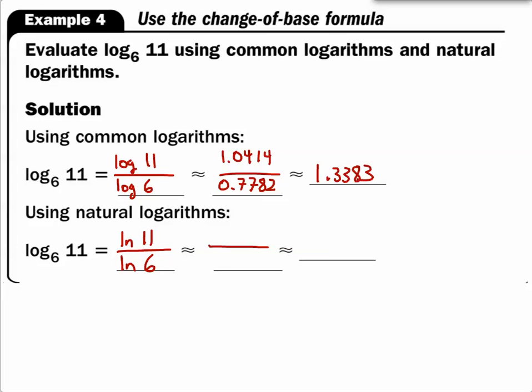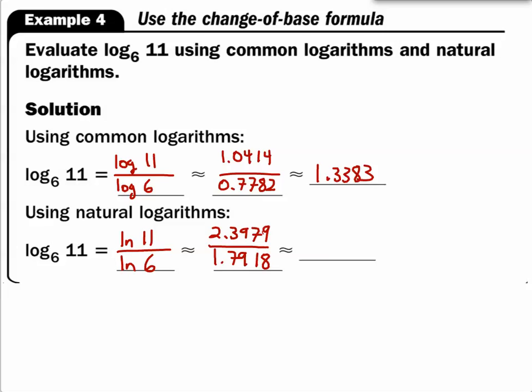Now the individual numbers are different. So the natural log of 11 is about 2.3978, and the natural log of 6 is about 1.7918. You know what? I made a mistake. The natural log of 11 is not 2.3978-ish. It's 2.3979-ish. I apologize. Off by 10,000th there.